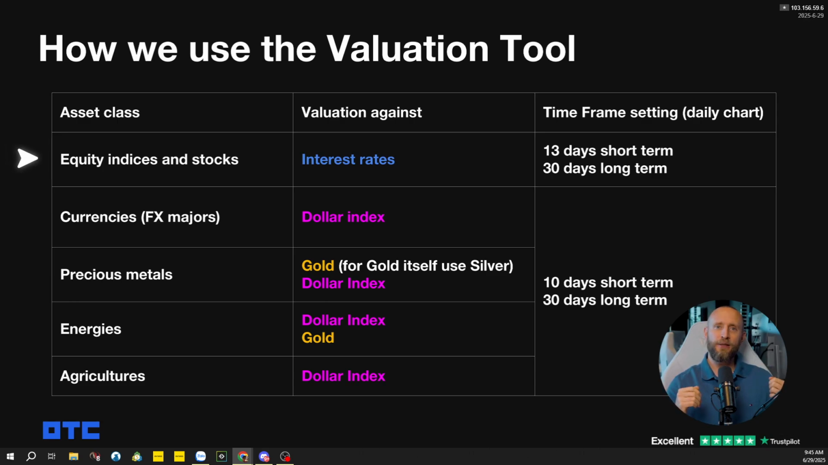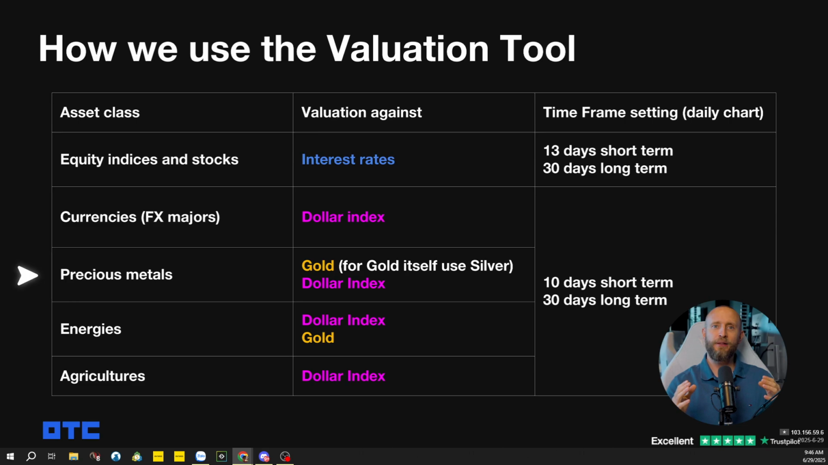For equity indices and stocks, compare valuations against interest rates using a 13-day look back for short-term analysis and a 30-day for long-term trends. For currencies, our FX majors assess valuation against the dollar index, applying a 10-day look back for short-term moves and 30 days for broader trends.